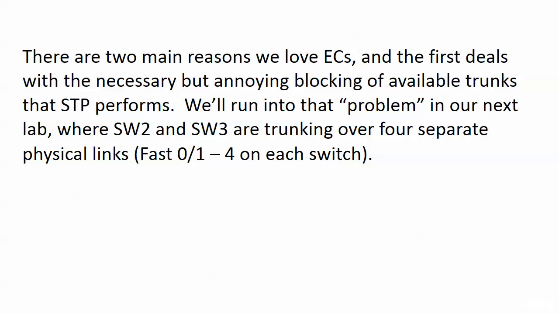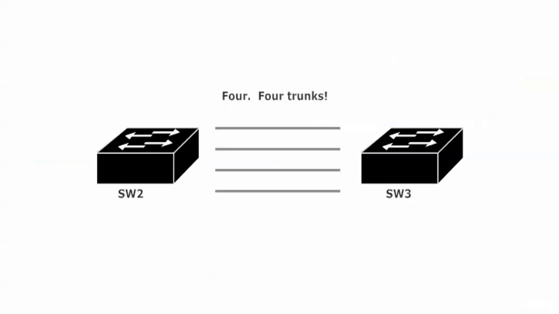Switches 2 and 3 are trunking over 4 separate physical links now. We're using Fast Ethernet 1 through 4 on each switch. The other switches are out of the mix and any and all previous configurations have been erased. So this is what we're looking at.